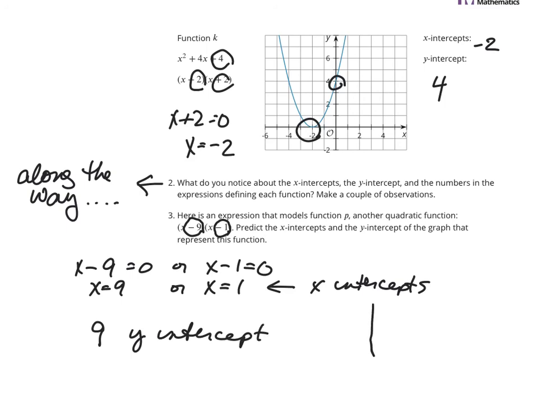So if I graphed this, I would get a point at 9, a point at 1, and another point up here at 9. And it would look something like that. Pretty cool. Awesome. Good job.